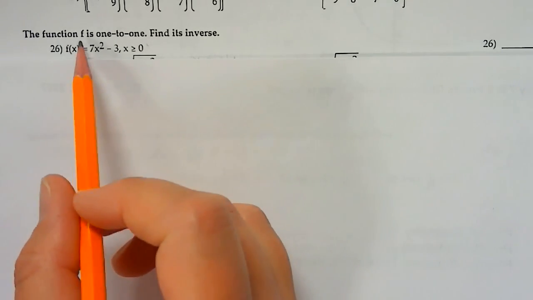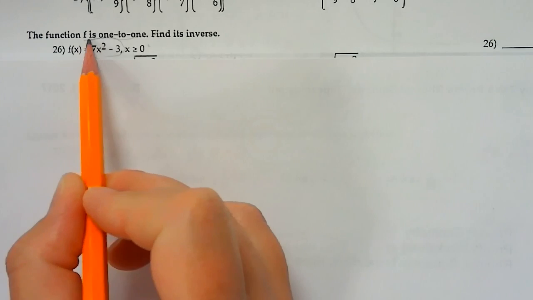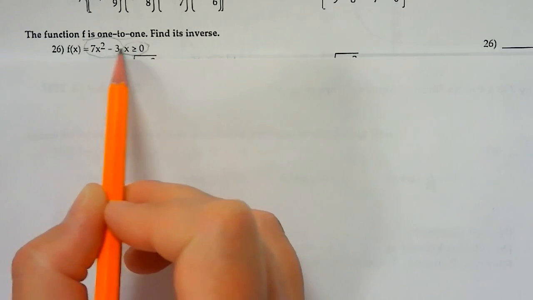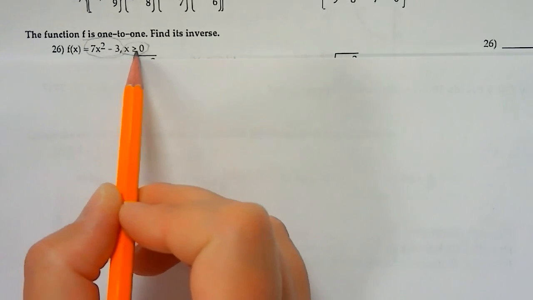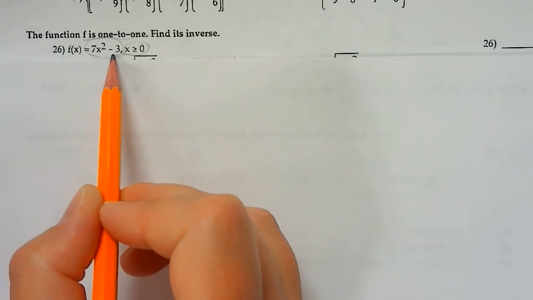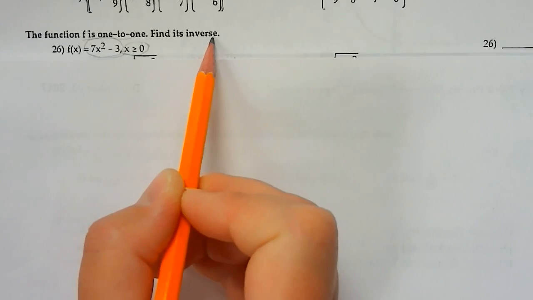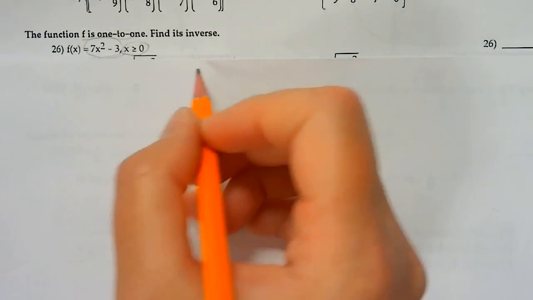Problem 26 says the function is one-to-one. Now, I know we talked about parabolas not being one-to-one, but they've restricted the domain. They said, I'm only taking the right-hand side of this parabola. Only when x is positive will I calculate these. And so they've forced it into being one-to-one. Find its inverse. Remember, they had to do that because inverses can only be found when it's one-to-one.